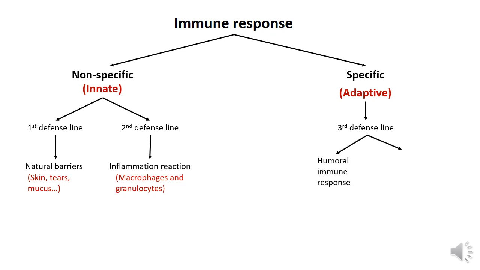While in the third defense line, we have two immune responses. The humoral immune response, which is involved by the B lymphocytes, and the cell-mediated immune response. The one responsible for it is the T lymphocytes. This is a general review. You have to write this concept map on your copybooks.